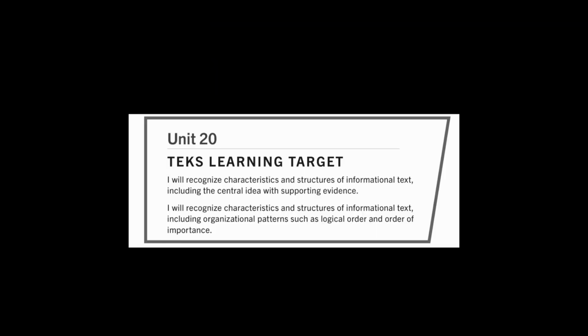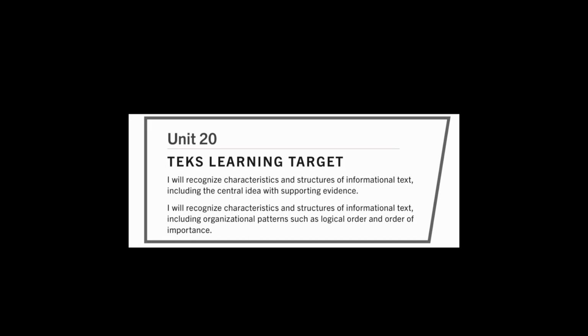Okay, so today's lesson, we are going to focus on being able to recognize characteristics and structures of informational text, including the central idea. Remember, central idea, key idea, main idea, all similar things, with supporting evidence. We will also be able to recognize characteristics and structures of informational text, including organizational patterns, such as logical order and order of importance.